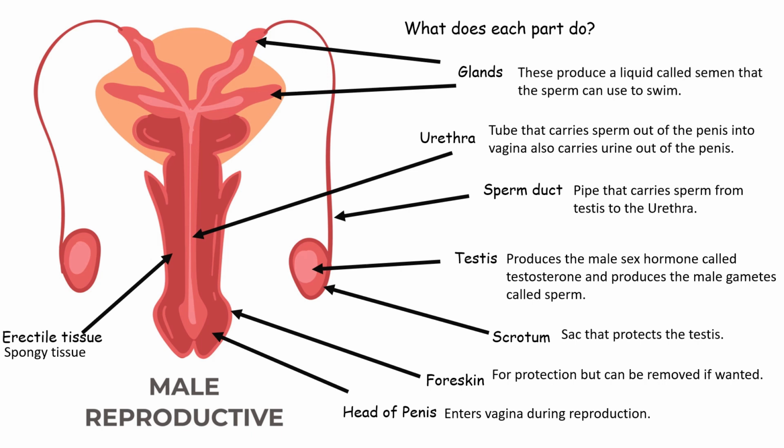The glands produce a liquid called semen that the sperm can use to swim. And finally, we have the erectile tissue on both sides of the urethra. It's made of a spongy tissue with the gaps filled with blood causing an erection. This makes the penis stiff or hard or erect, which makes it easier for sexual reproduction.